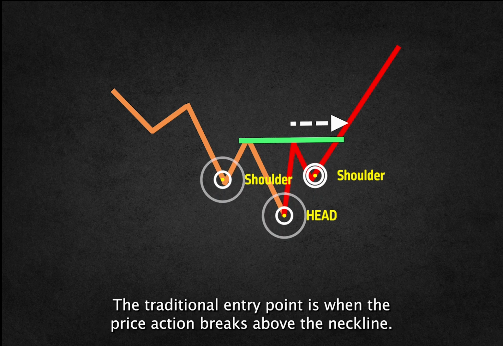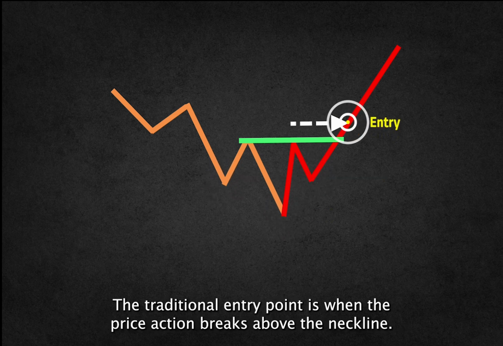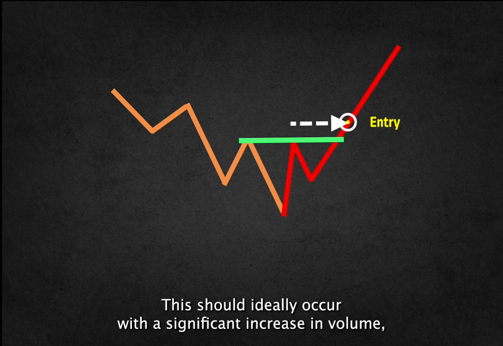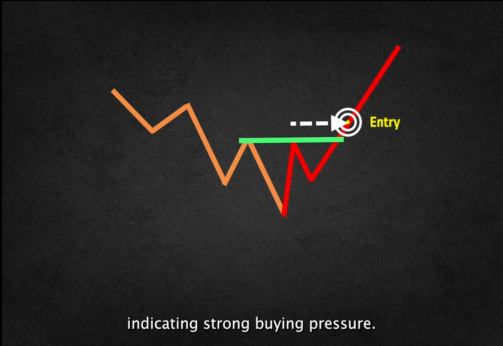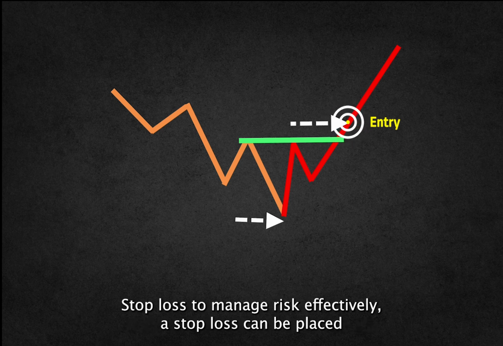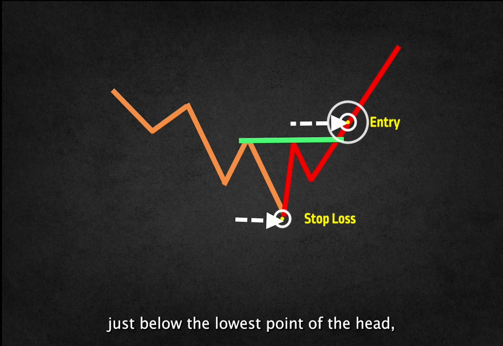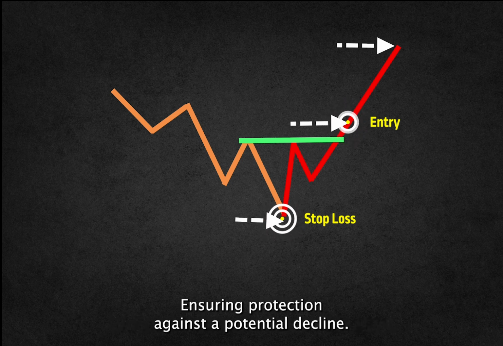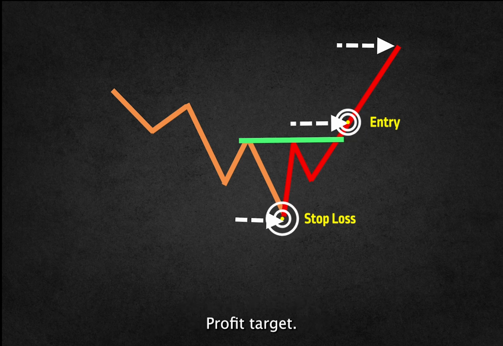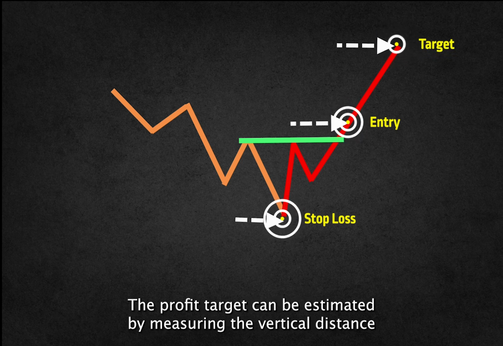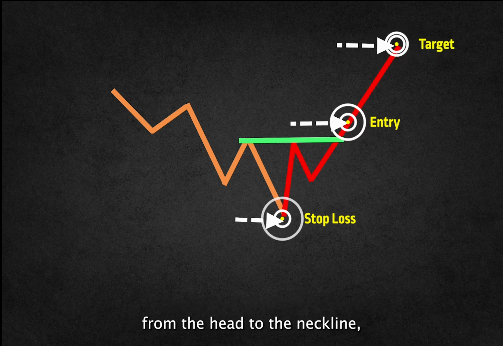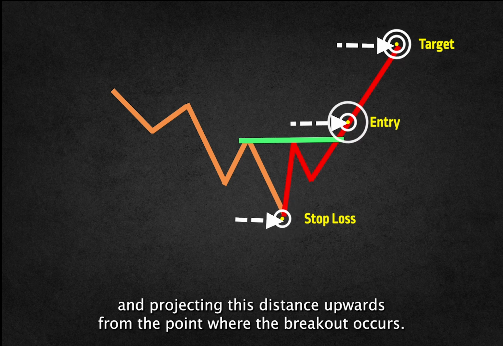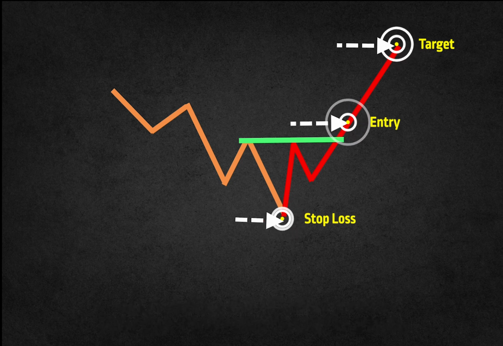Entry point. The traditional entry point is when the price action breaks above the neckline. This should ideally occur with a significant increase in volume, indicating strong buying pressure. Stop loss. To manage risk effectively, a stop loss can be placed just below the lowest point of the head, or at a level that suits the trader's risk tolerance, ensuring protection against a potential decline. Profit target. The profit target can be estimated by measuring the vertical distance from the head to the neckline and projecting this distance upwards from the point where the breakout occurs.